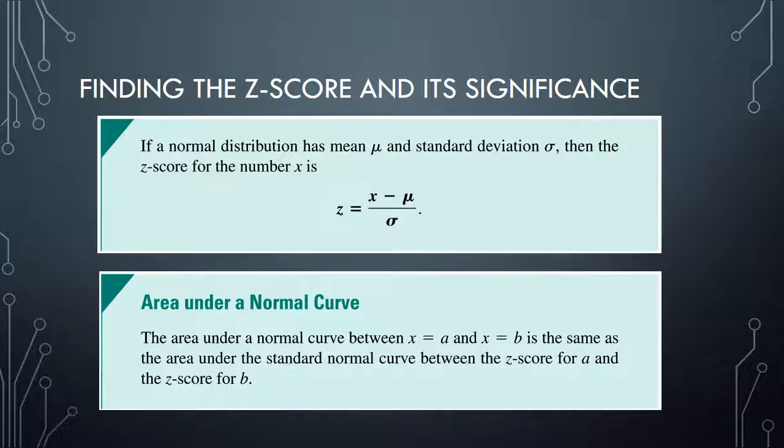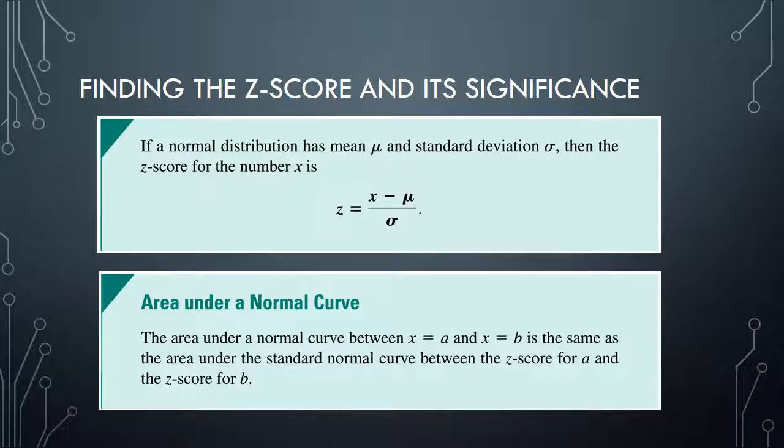Okay, here's how we actually calculate the z-score. If a normal distribution has a mean of mu and a standard deviation of sigma, then the z-score is x minus mu over sigma. What this means is you're going to take the number that you're interested in, subtract the mean, and divide by the standard deviation, and that gives you the z-score. If you take a statistics course, you will use it so much it just becomes very easy to memorize. I think it may be on your formula sheets, and we'll check for that.